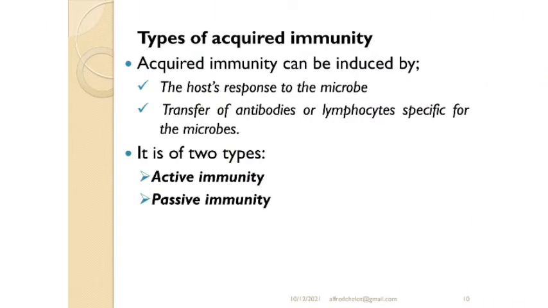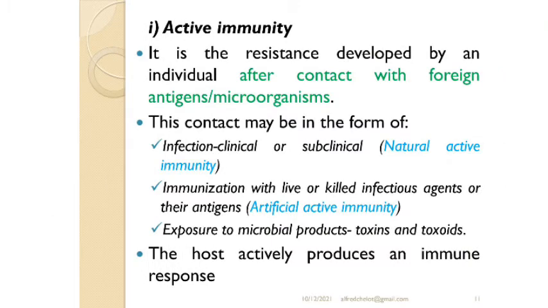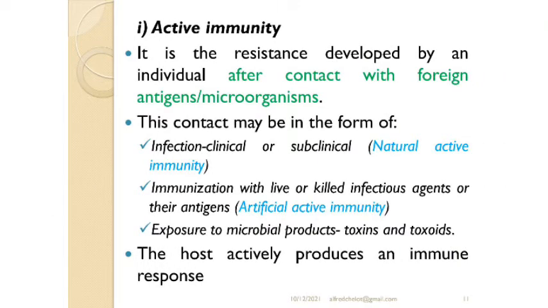And we have two types of acquired immunity, that is the active immunity and the passive immunity. But it is also very critical for you to know that acquired immunity can be induced by two things. Number one, it can be induced by the host's response to the disease-causing agent, and it can also be induced as a result of transfer of antibodies or lymphocytes specific for the microorganisms. So we are going to discuss the two types of acquired immunity. We will start with active immunity.